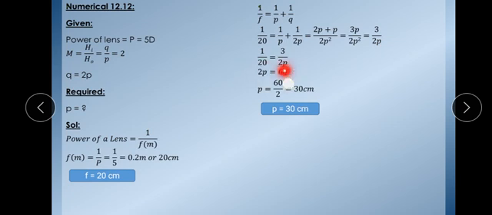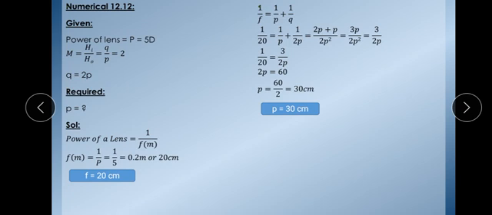After doing the cross multiplication, it will become 2p, and 20 will be multiplied with 3, it will become 60. Then p is equal to 60, and 2 will be divided on the right hand side. It will become 60 by 2 is equal to 30 centimeter. So the object will be placed at 30 centimeter so that a 2 times larger image is formed by a lens of 5 diopter power.